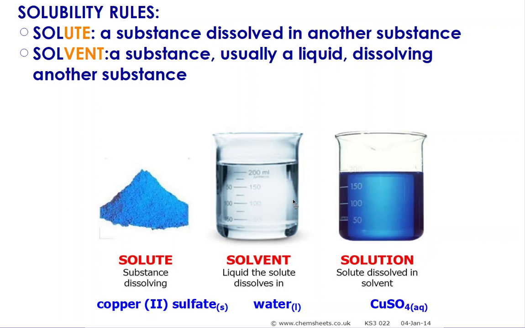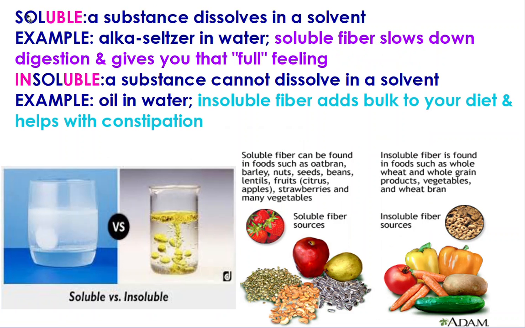So, for example, copper 2 sulfate in the solid form, when we mix it with water, the copper 2 sulfate is the solute, the water is the solvent. Together, they make the solution. So before we mix them together, we have a solid copper 2 sulfate, and we have a liquid water. Together, they make the aqueous CuSO4. So that's my solution. The fact that copper 2 sulfate will dissolve in water means that it is soluble. So a substance that can dissolve in a solvent is soluble in that solvent. So specifically for water, when something can dissolve in water, it is said to be soluble in water.